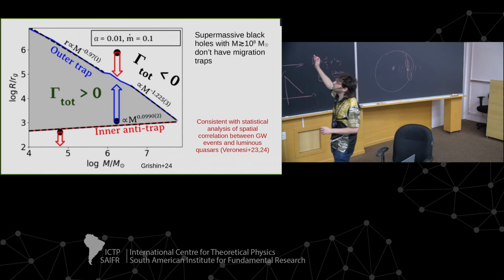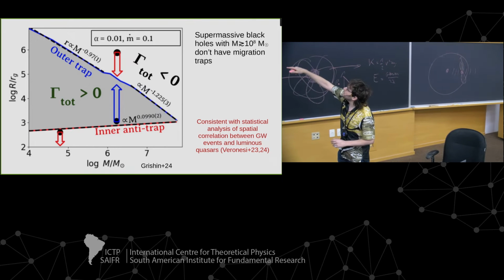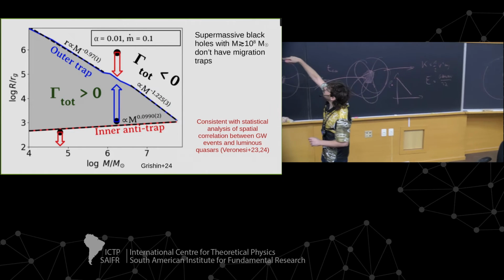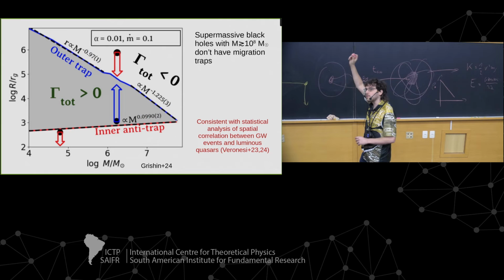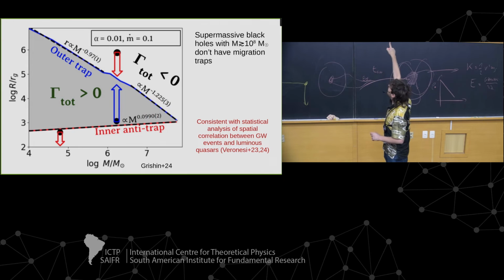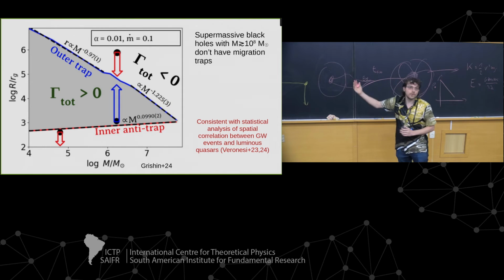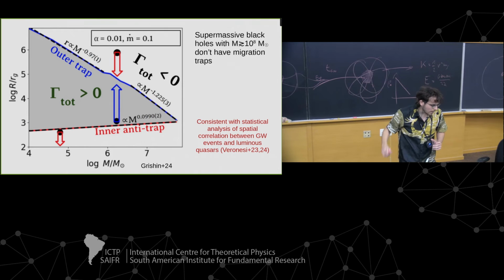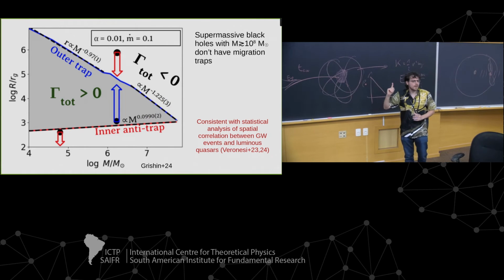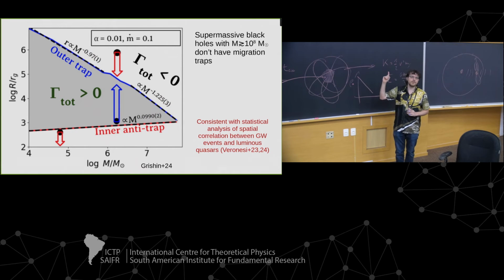They all push outwards. While if you are below this, then you see, this is on the left y-axis, the radius of the disk divided by the Schwarzschild radius, and then you can actually form two traps. One is the inner anti-trap, where black holes on one side tend to be pushed inward, and on the other side, outward. And then you have an outer trap, where black holes can meet. I mentioned last week that this is actually consistent with observations.